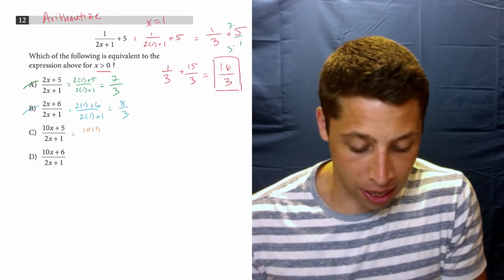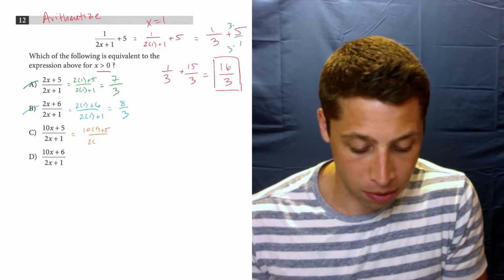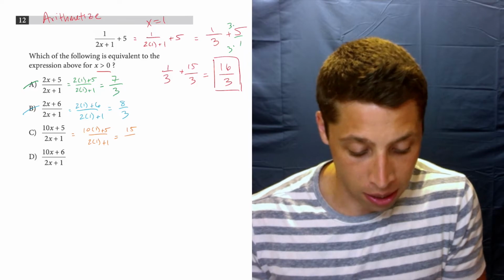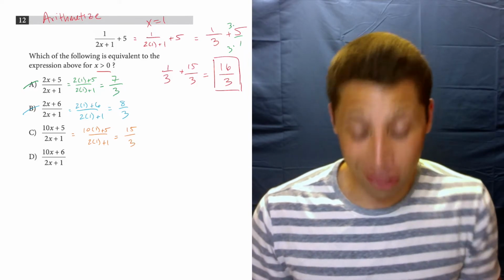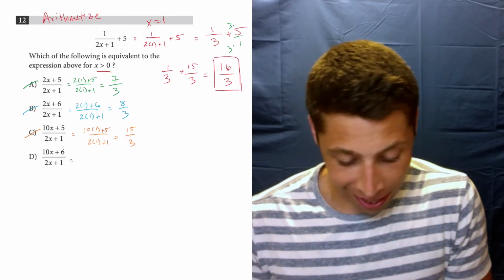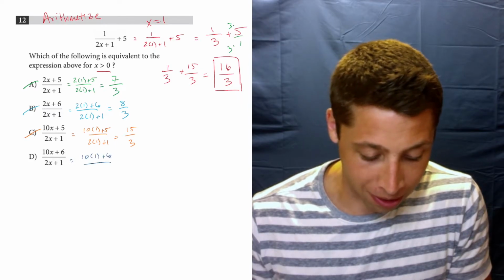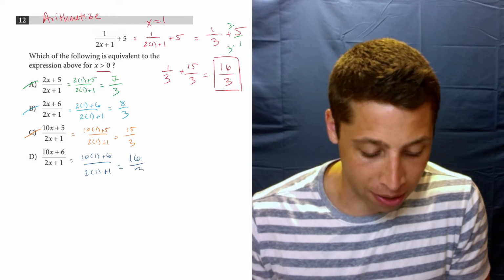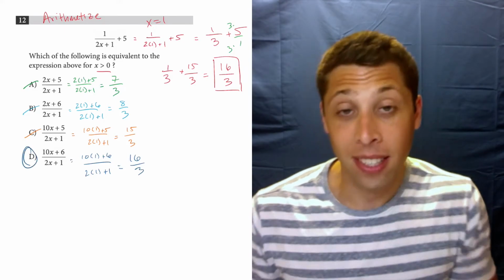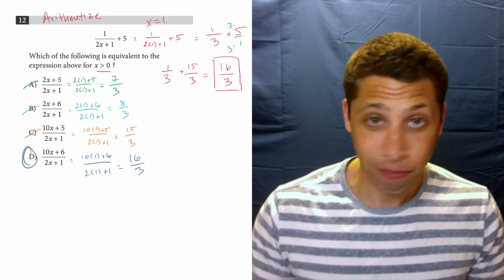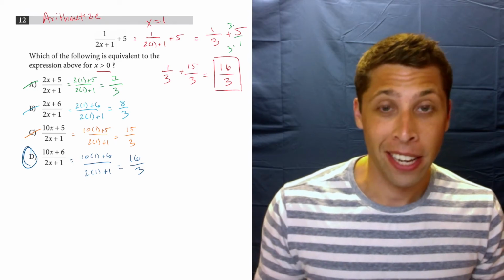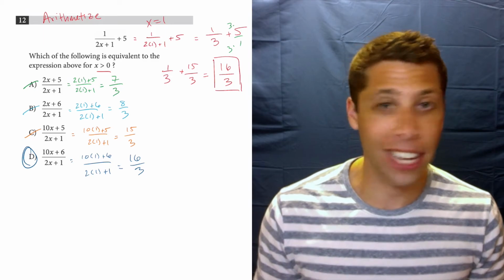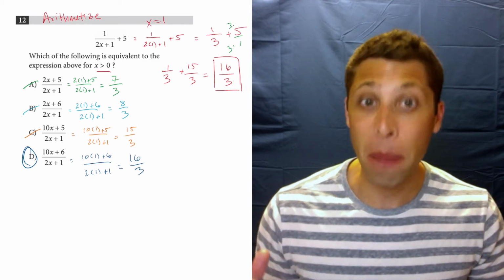This is 10 times 1 plus 5 over 2 times 1 plus 1. So that's 15/3. We're getting close, but still no good. And then finally, 10 times 1 plus 6 over 2 times 1 plus 1 is, in fact, what we're looking for, 16/3, and that is the answer. So that's awesome. That's great. That's not that much time or mental energy, and it gets us the answer pretty perfectly.